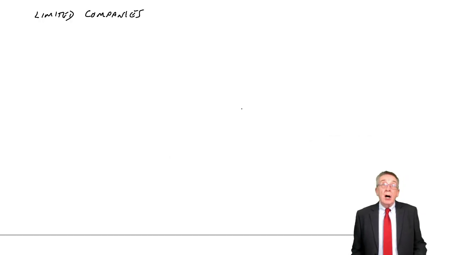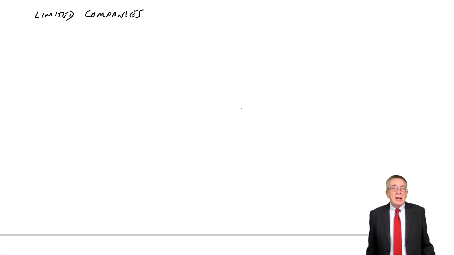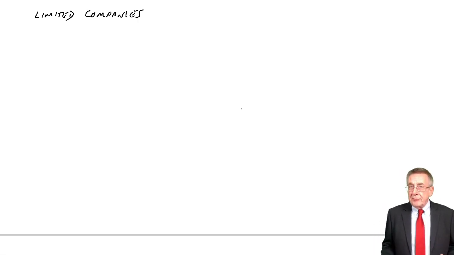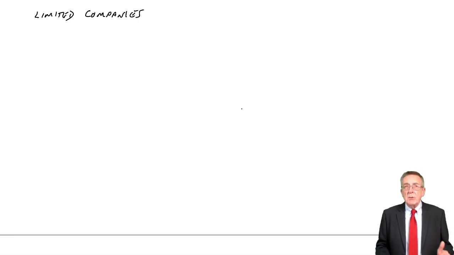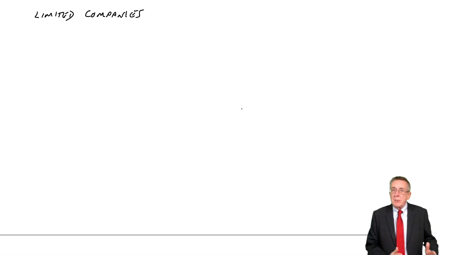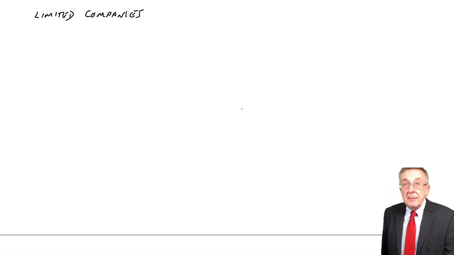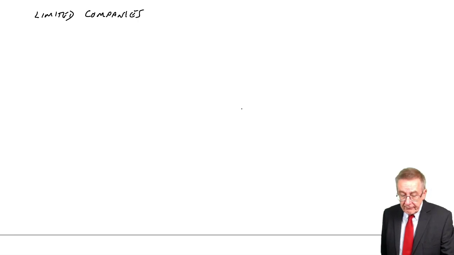This is the second lecture on limited companies. In the first lecture, we looked at the layout of the statement of profit or loss, which, if you remember, is just a sort of summarized version of the statement we're used to. In this lecture, I want to start looking at the statement of financial position.